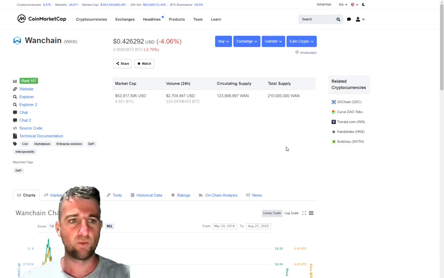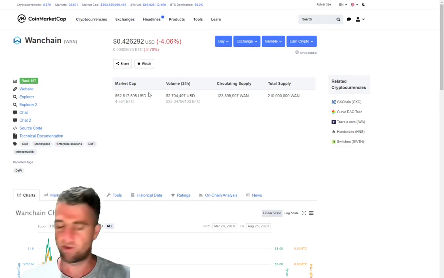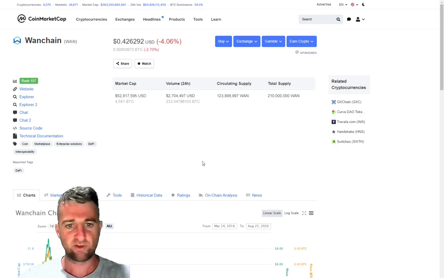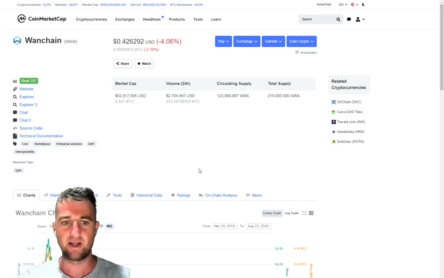So Wanchain, which is ticker WAN, is currently ranked 157 out of all cryptocurrencies that are listed on CoinMarketCap. We have a coin price of around 42 cents. We are 4% down on today's trading. Today's date is the 25th of August. The total supply of WAN is 210 million, and currently in circulation we have 123.9 million of them coins in circulation, with a market cap of around $52.8 million.